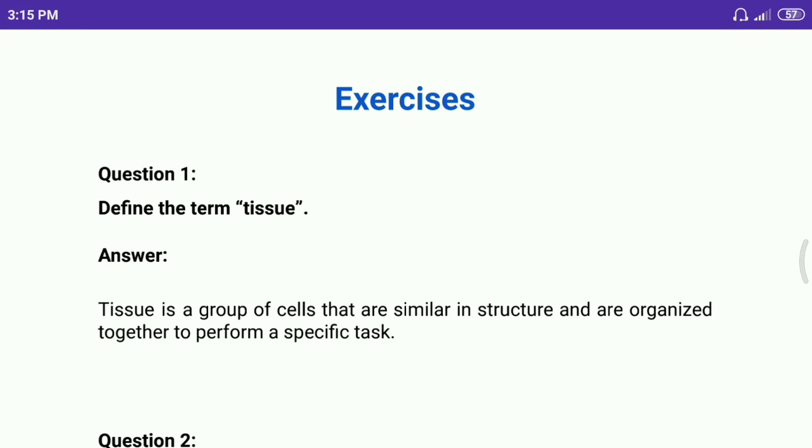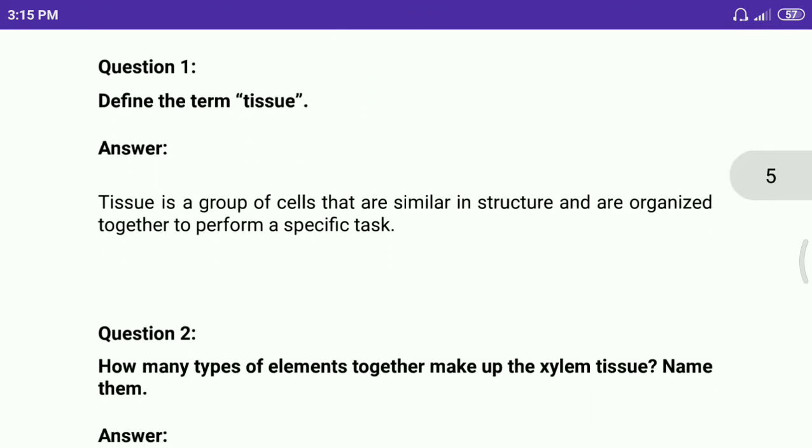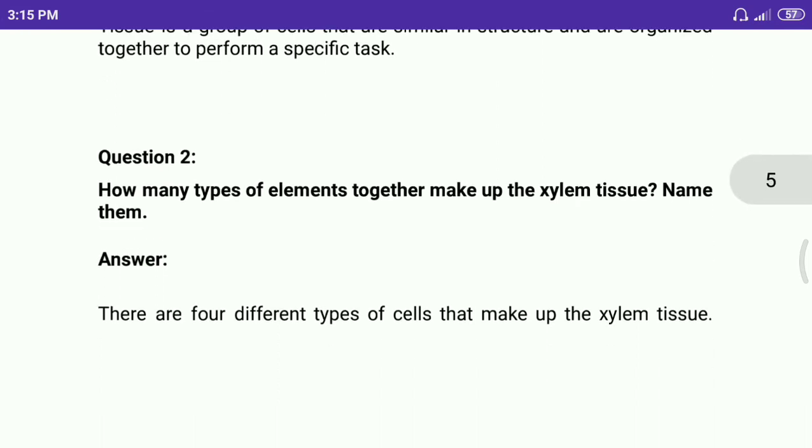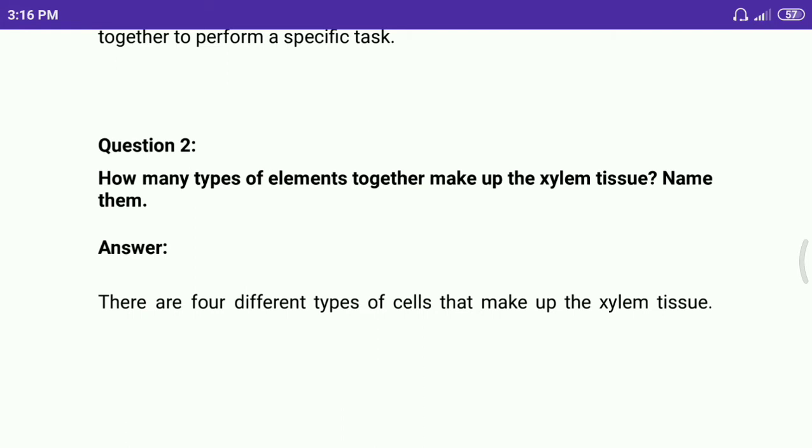Exercise. First question. Define the term tissue. Answer: a tissue is a group of cells that are similar in structure and are organized together to perform a specific task. Second, how many types of elements together make up the skeletal tissue?